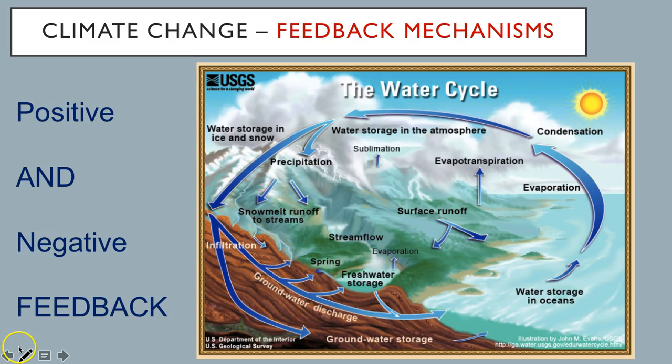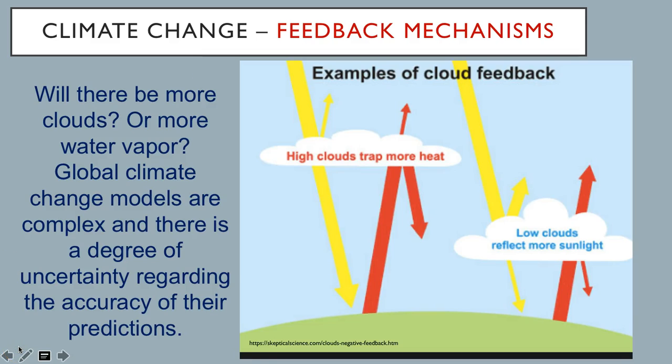Keep in mind that there are both negative and positive feedback loops associated with increased evaporation due to increases in temperature. We don't know if there will be more clouds reflecting light or more water vapor trapping heat. This adds to the confusion in the climate change debate because global climate change models are complex and there is a degree of uncertainty regarding the accuracy of their predictions.